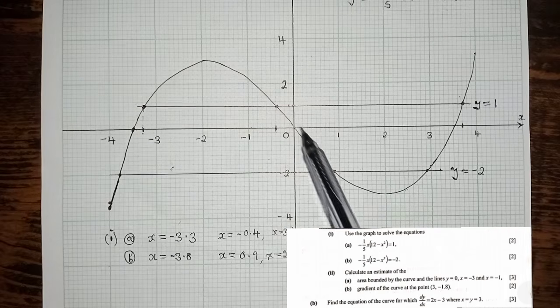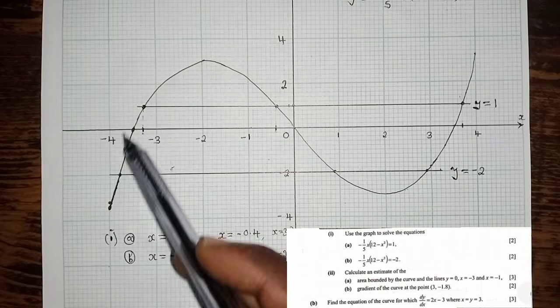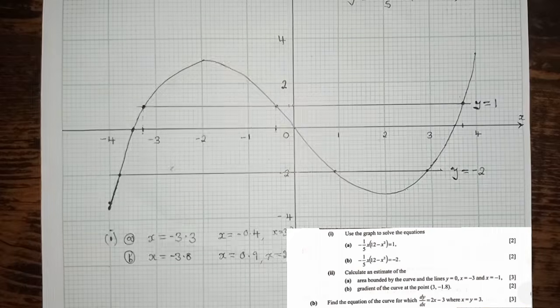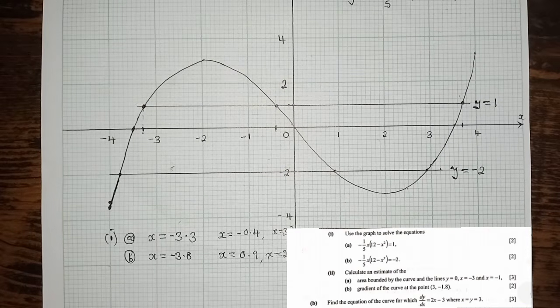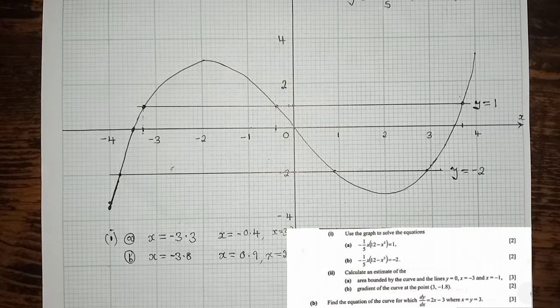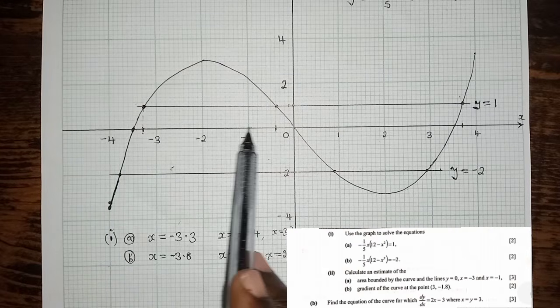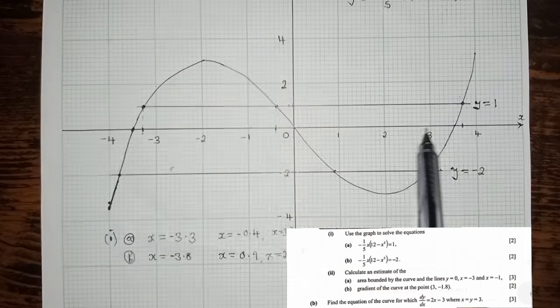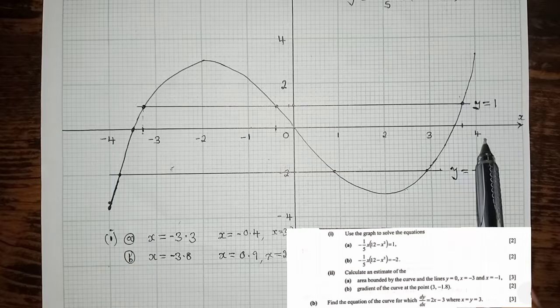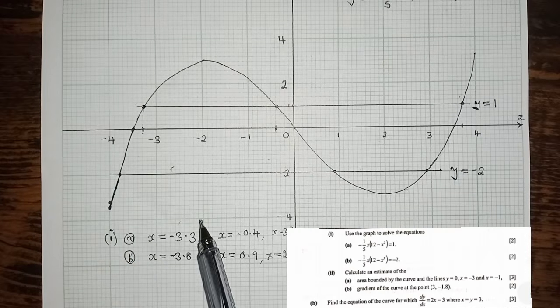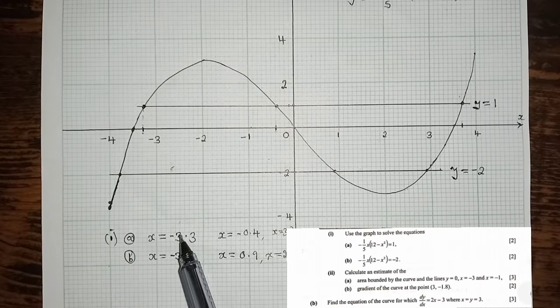So we're talking about this cave, okay? Area bounded by the cave. So this is the cave we're talking about. And the line y is equal to 0. So y is equal to 0 is this line, over here, the x-axis. And x is equal to negative 3.